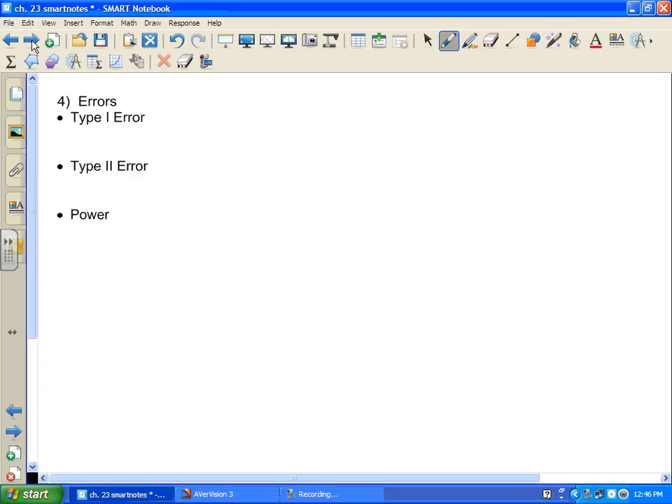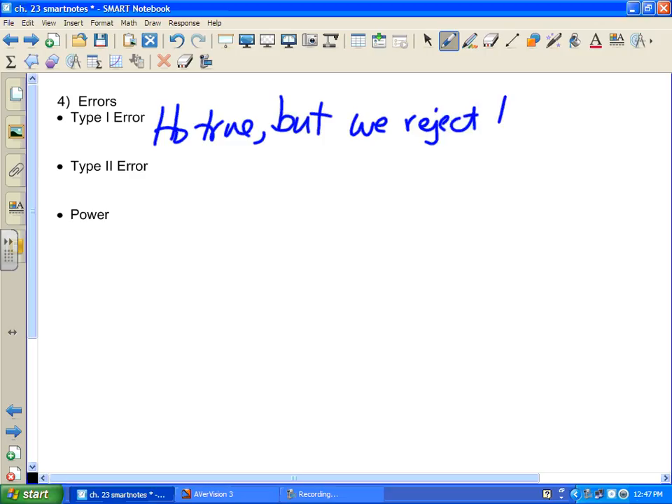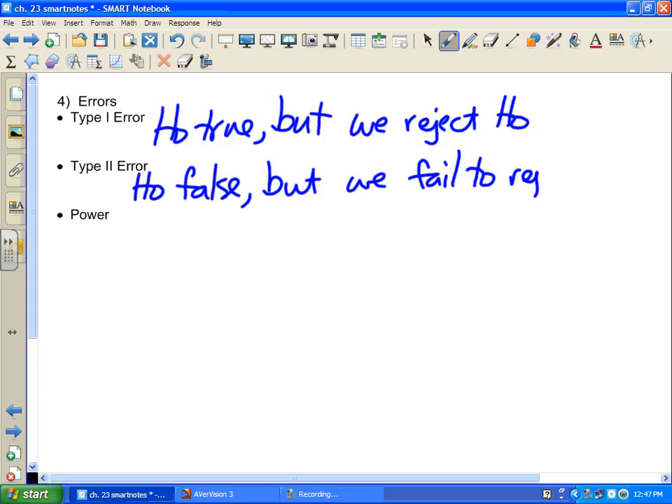Let's do a quick review of our errors and then we'll get to our examples. Anyone remember what a type 1 error is? The null is true, but we make an error, so what do we do? We reject it. Type 2 would be the opposite. The null hypothesis is false, but we fail to reject it.